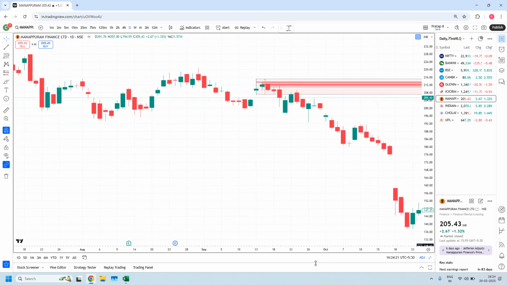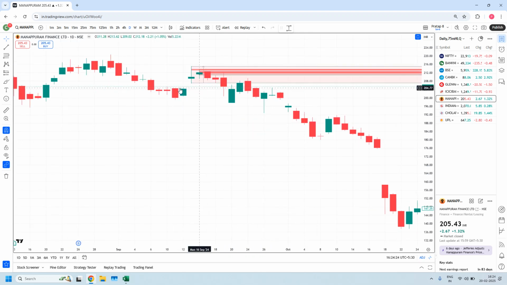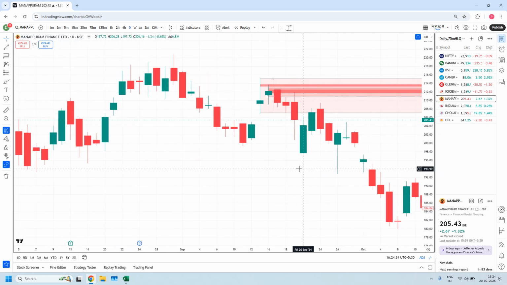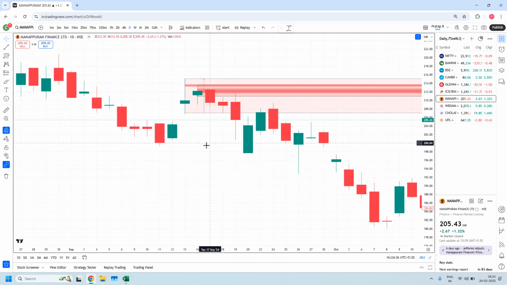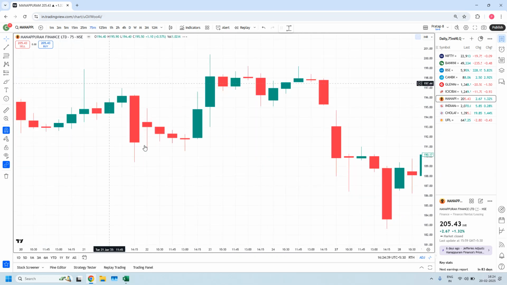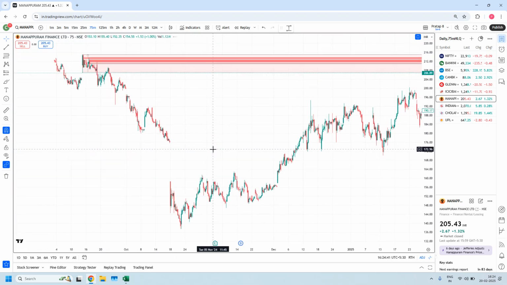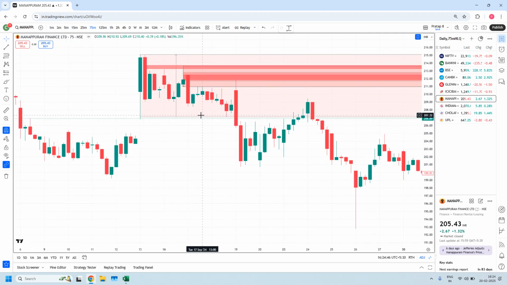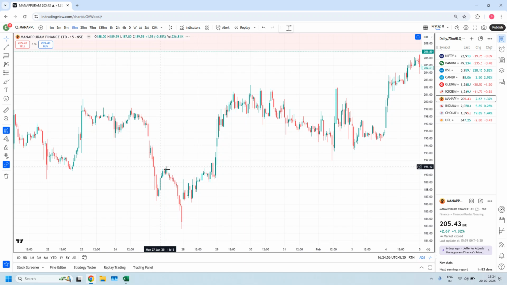How did our software identify it? As a rally candle with hidden body. This is a rally, 1, 2, 3, 4. 3 base candles and a drop candle. That way our software identified this zone. And this one we fine-tuned with the 75 minutes time frame. In the 75 minutes time frame, we have a rally base drop. Excellent zone. This rally base drop in 75 minutes is again fine-tuned with the 15 minutes time frame.